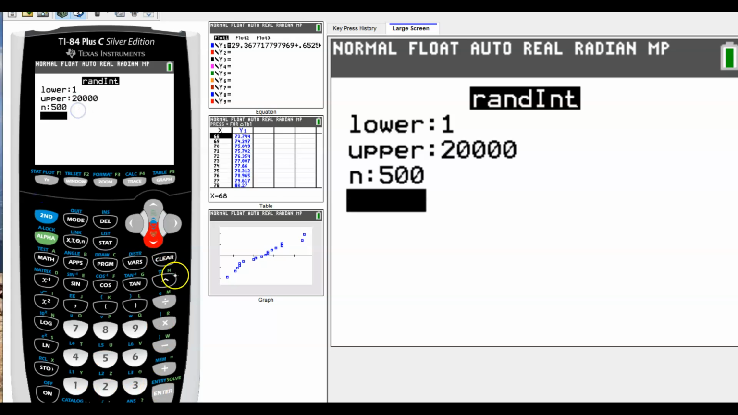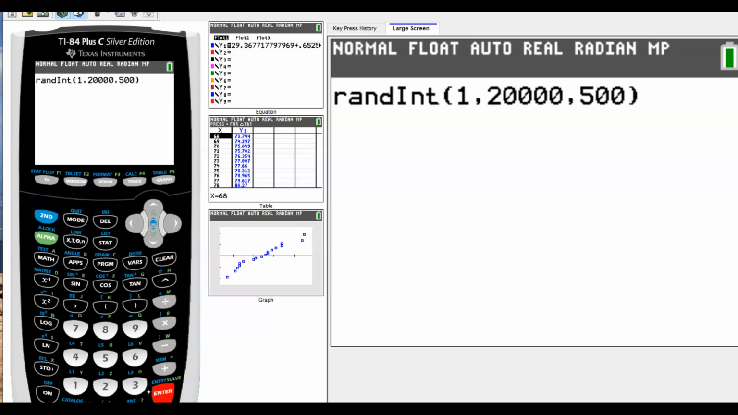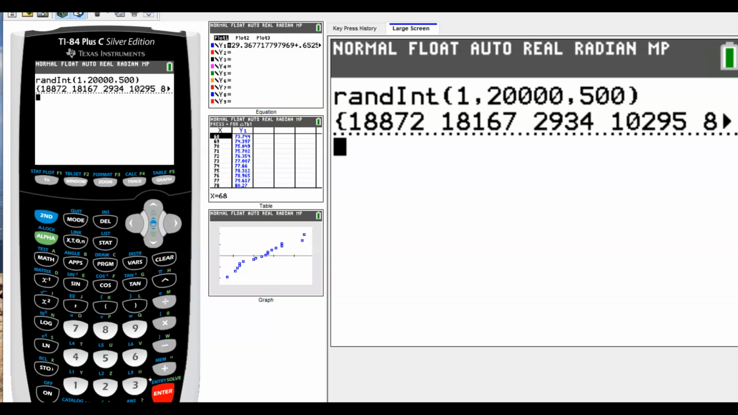Now, what can happen here is that we might get some repeats. We'd have to scroll through this list, and we might have to press enter again. It's going to generate a list of 500 numbers. Hopefully I didn't break my calculator. Looks like it's taking a while. There we go. So these would be the books that I would select. Book number 18,872, 18,167, 2,934, and so on.